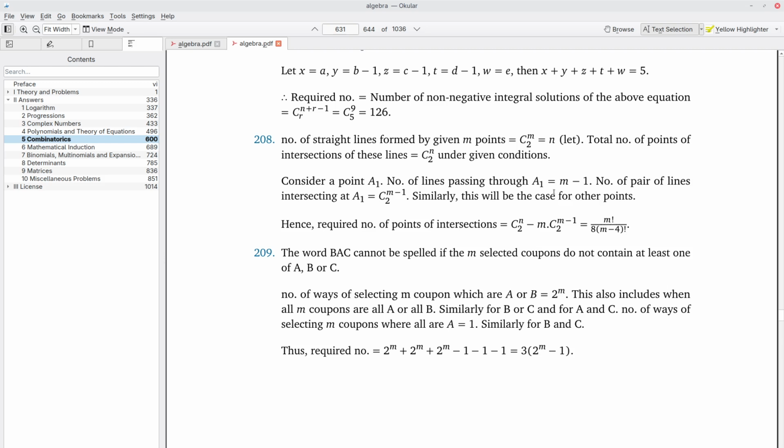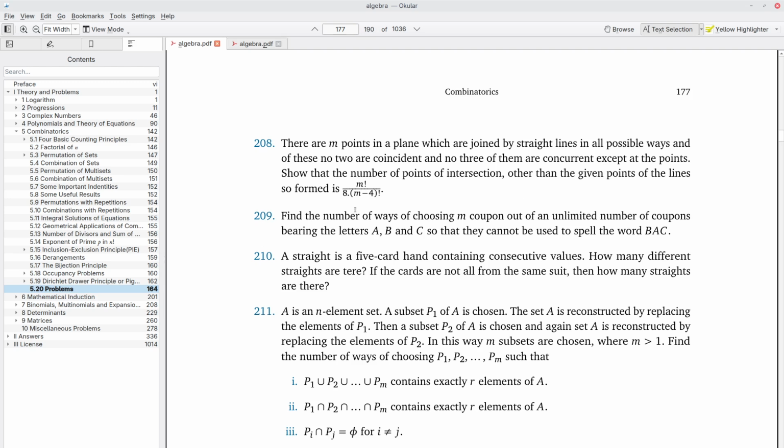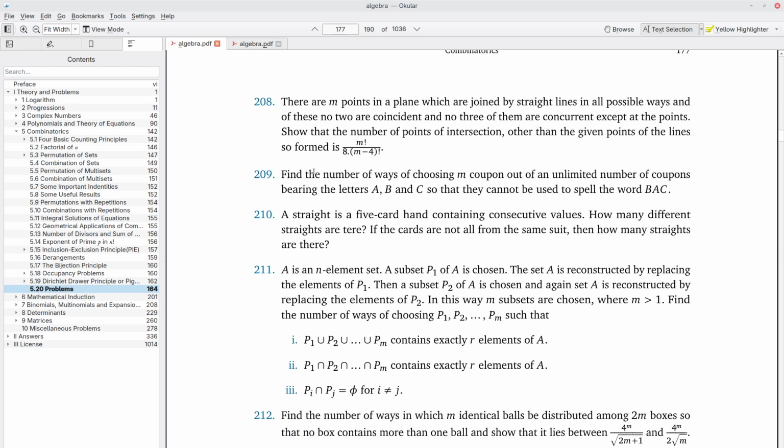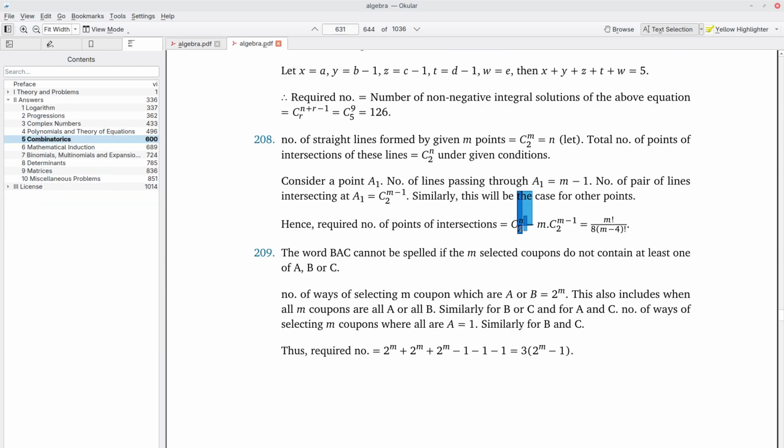This should be, I believe, MC2. Yeah, this should be MC2. Question 209, I'll fix the typing mistake. It is a typing mistake.